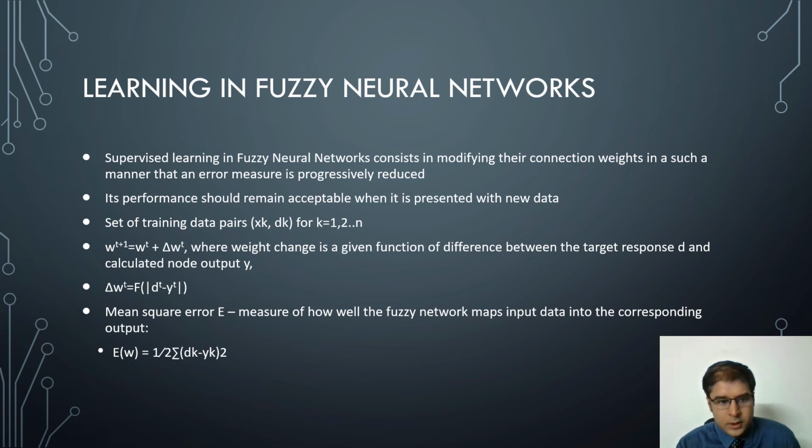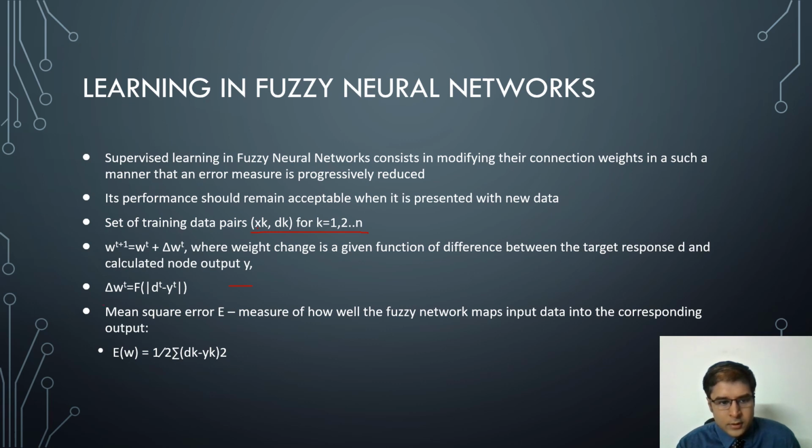Wt plus 1 is equal to Wt plus del Wt, where the weight change del Wt is a given function of the difference between the target response and the calculated node output y. So xk, dk are a set of inputs and outputs given for k equal to 1 to n, and every time we calculate del Wt, the weight change, which is a given function of the difference between the target response D and the calculated node output Y. Y is the calculated node output.